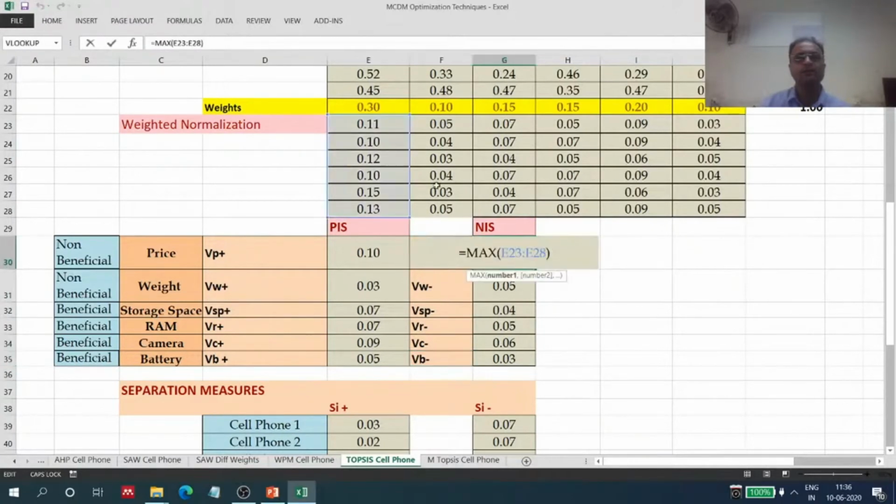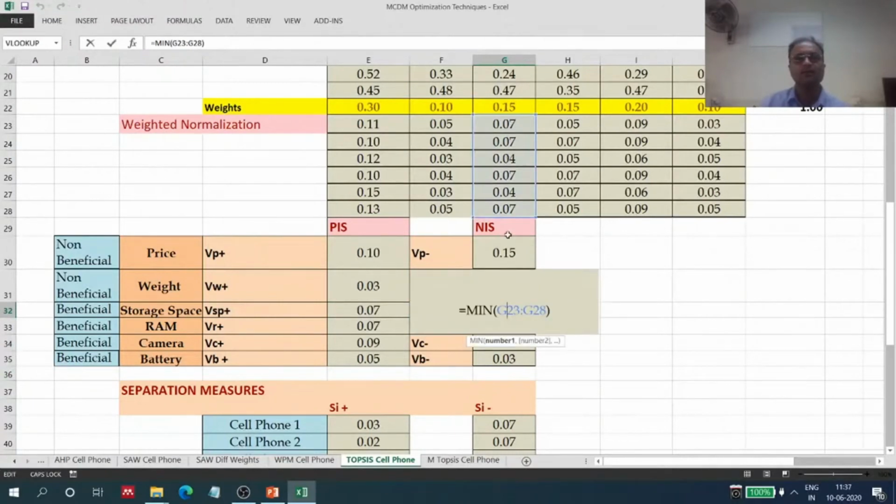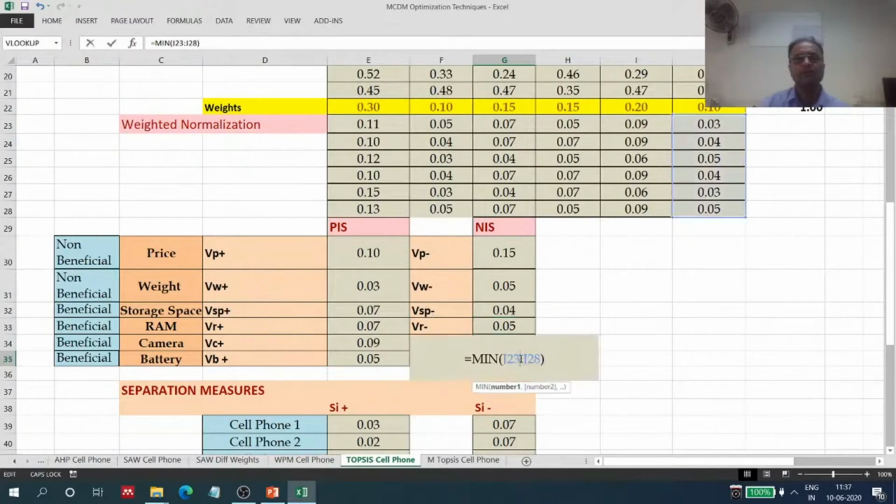So this is the way we obtain negative ideal solutions for non-beneficial attributes. For all the beneficial attributes, definitely the worst solution is the least value. So in the remaining 4 cases, that is storage space, RAM, camera and battery, we have to find out the least of all these values. So you can see here the minimum of this column is the negative ideal solution for storage space, and lastly for battery, the minimum of all these values is the NIS.